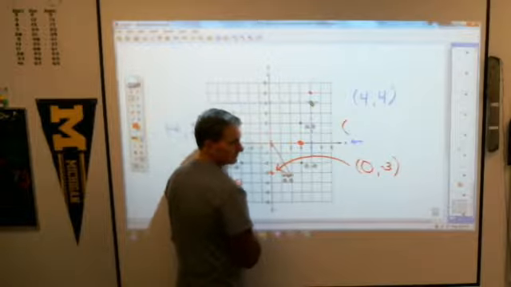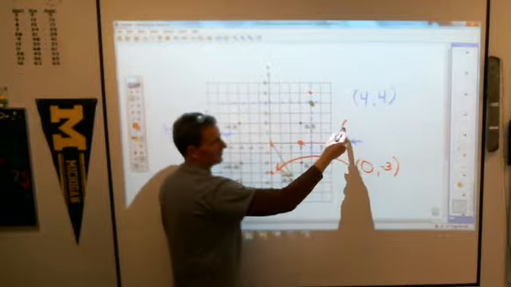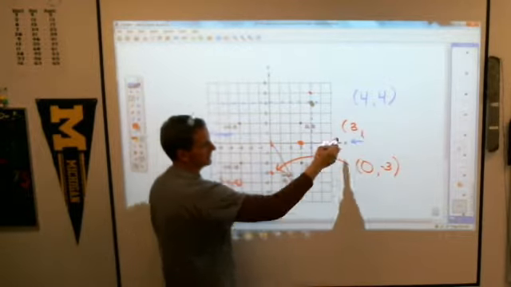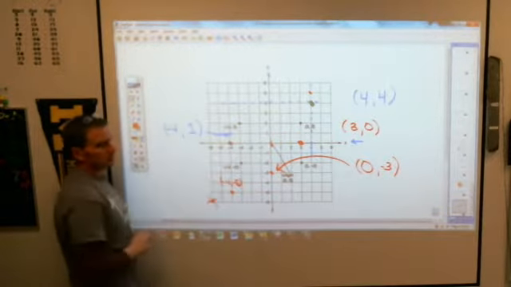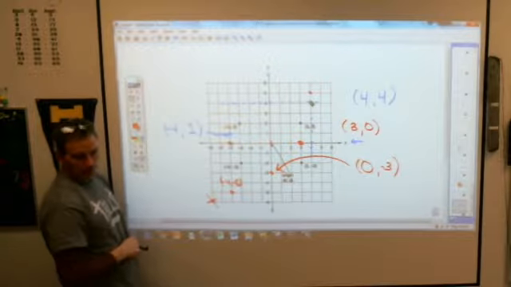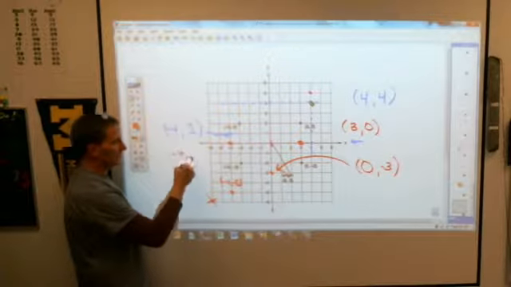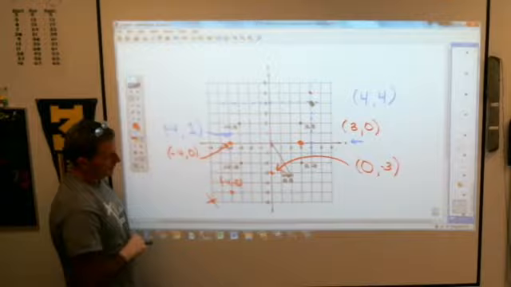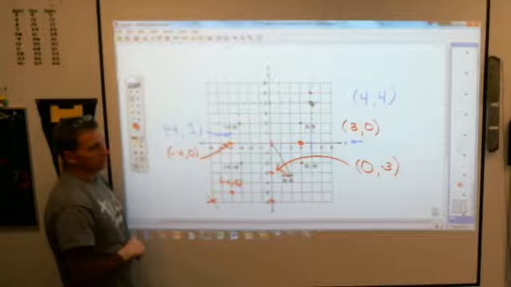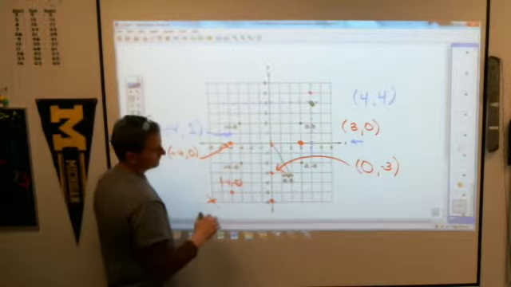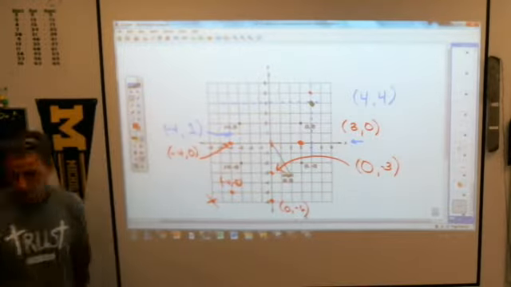0. It's not 0, 3. It crosses the x-axis, which goes first at 3, and it's 3, 0. This point right here, Trevor? Negative 4, 0. And how about this point right here? Samuel? Negative 6. 0, negative 6.